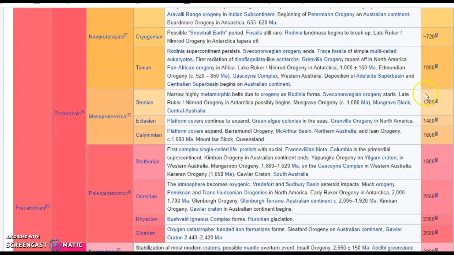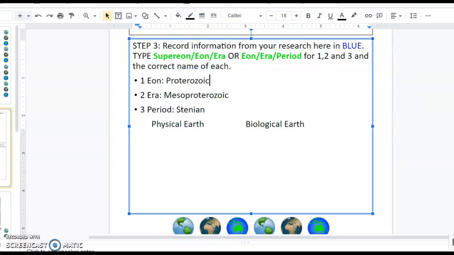So my birthday was October 7th, and it fell in this time period. I need to write down my three time periods, my Stenian, my Mesoproterozoic, and my Proterozoic time periods, on my DIN pages. So I'll open up my DIN pages, and I've typed in my eon's name is Proterozoic, era is Mesoproterozoic, and my period is the Stenian period.